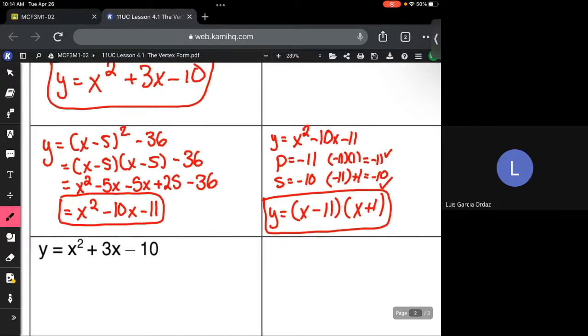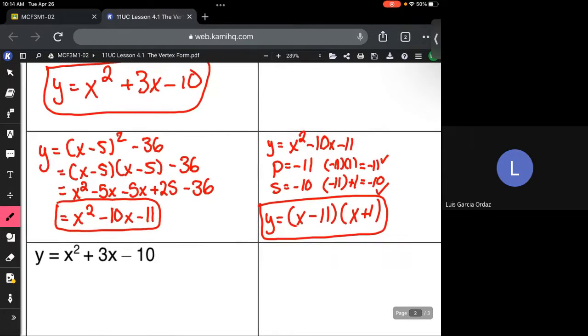For my last example, I have it in standard form, and I'm going to change it into factored form, but we're not going to do vertex form just yet. The reason is that I don't want to deal with the odd numbers in the middle, because you have to divide by 2, but I'll explain after. So how can I change my standard form, y equals x squared plus 3x minus 10, into a factored equation?